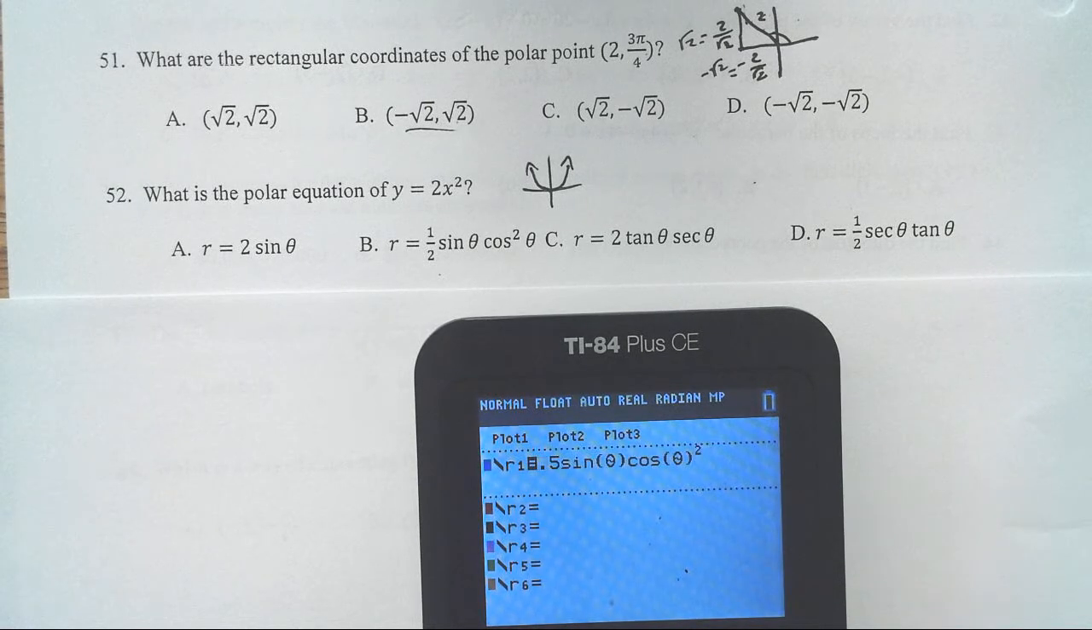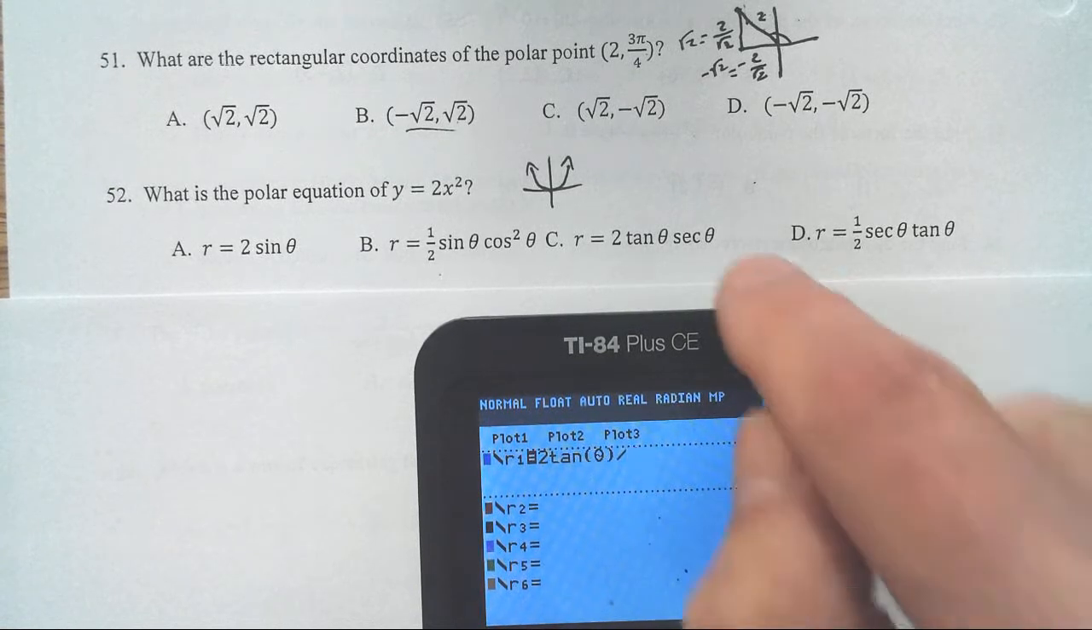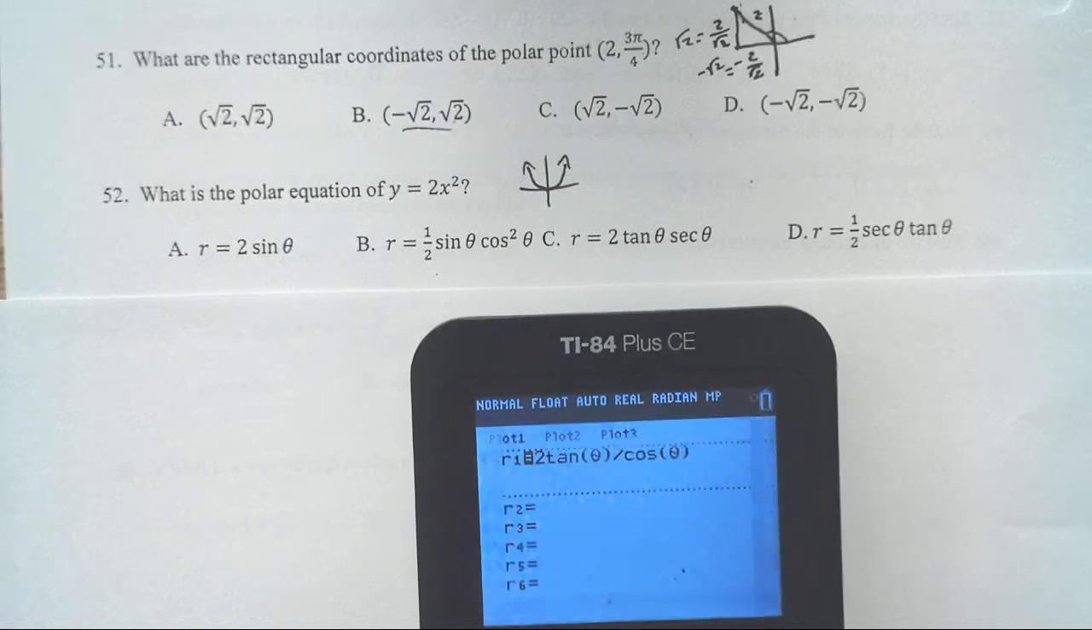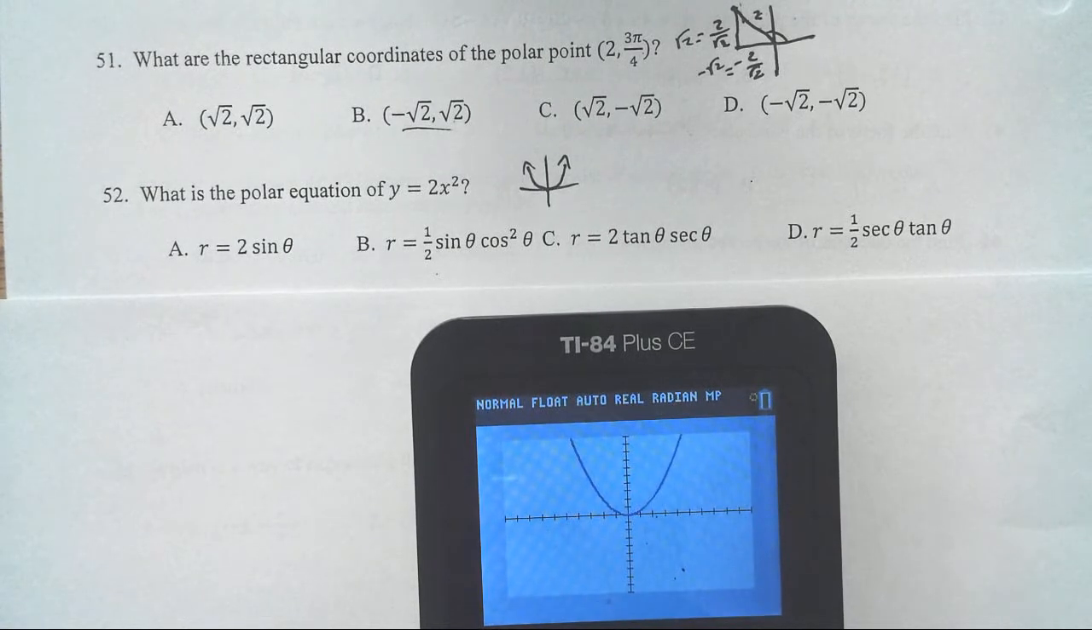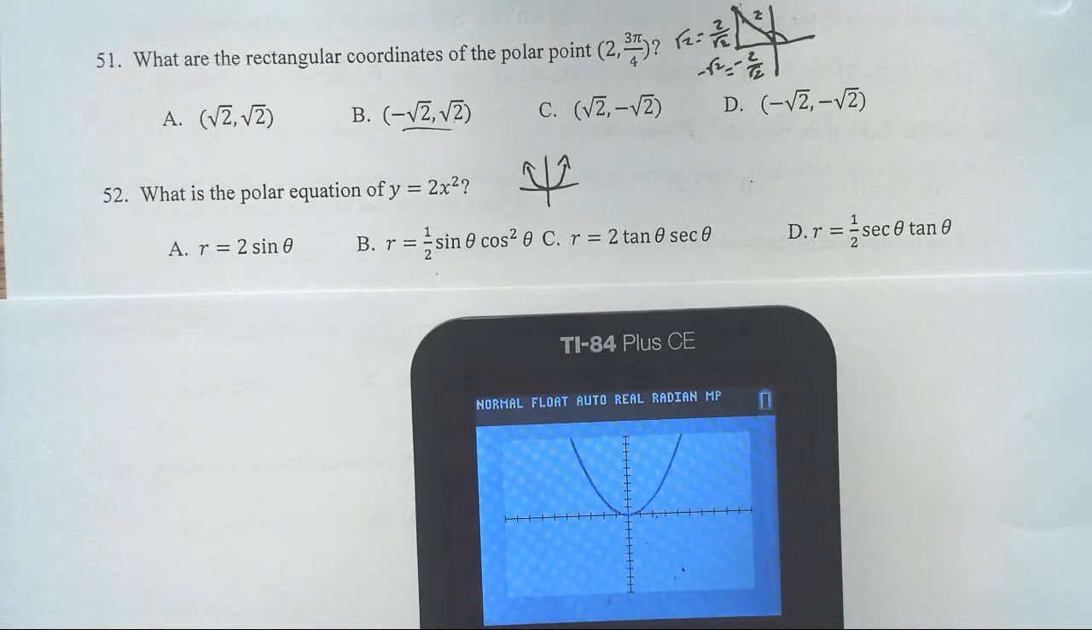Let's go y equals, clear. I get 2 tangent theta, and then I would have to divide by cosine theta. And we'll graph that one. Okay, that looks pretty decent. That looks like our parabola. However, let's graph this second one.